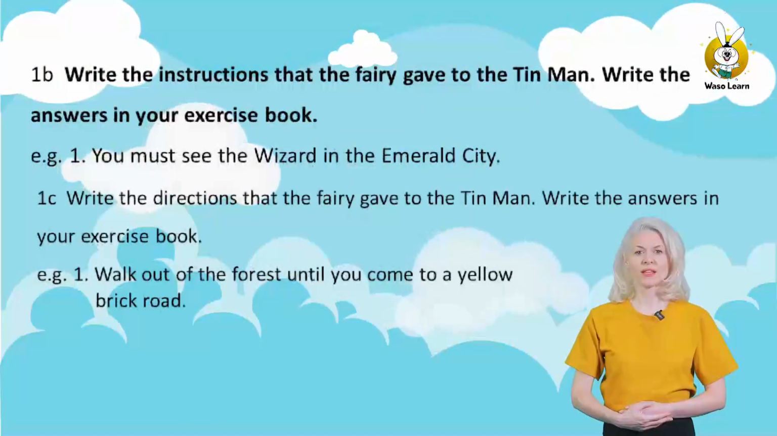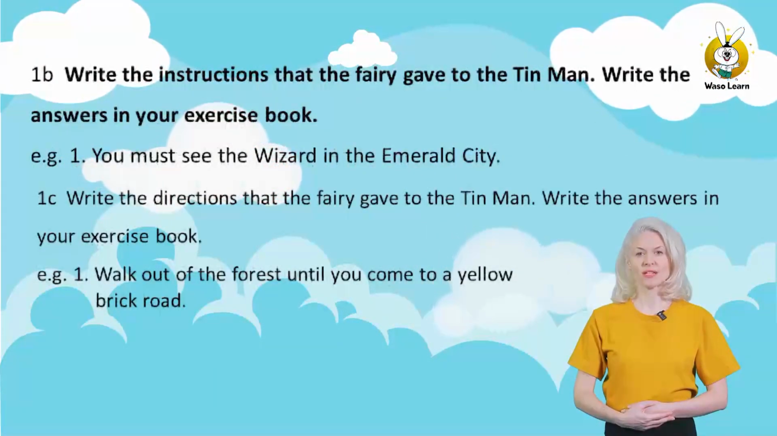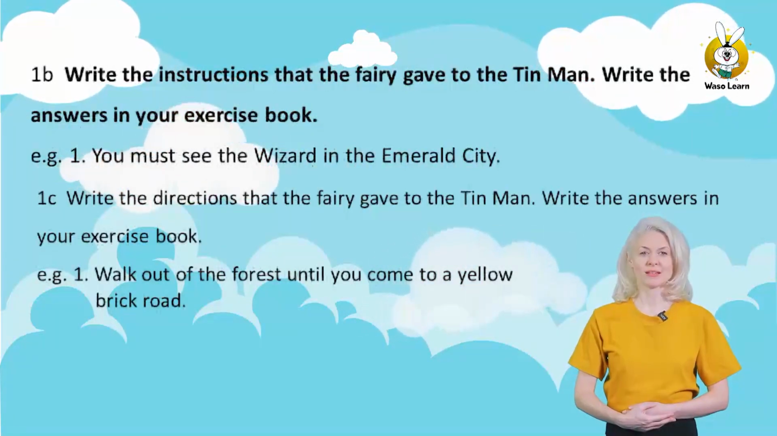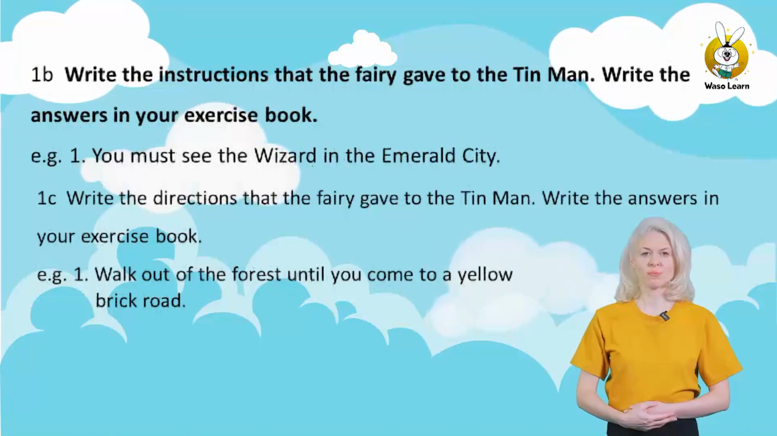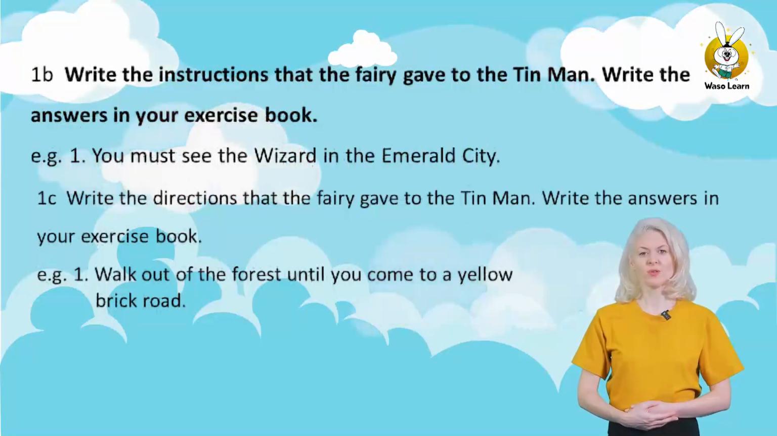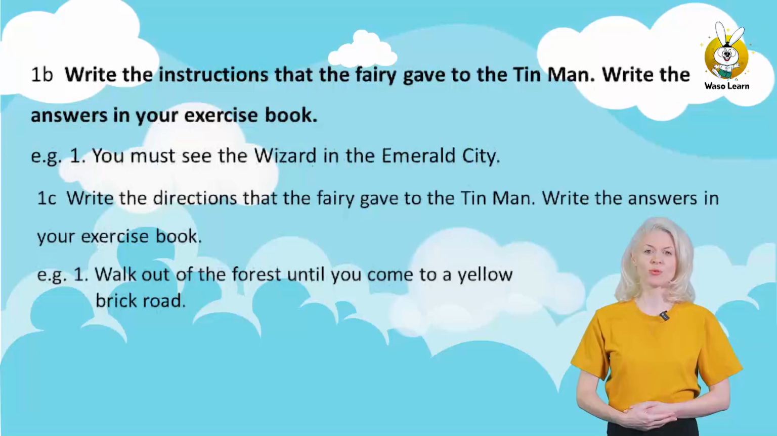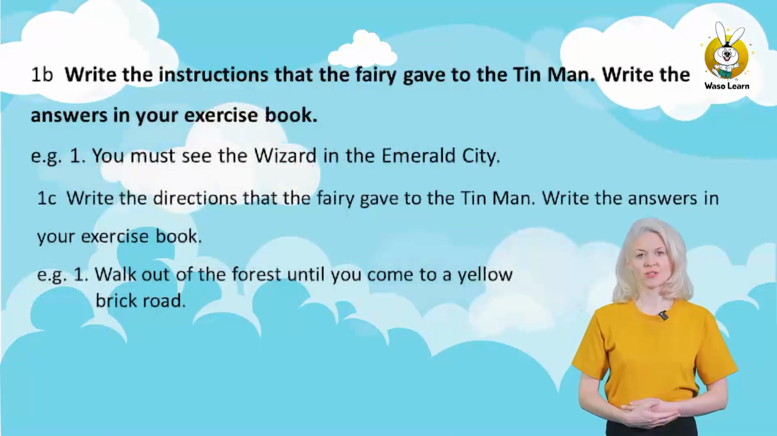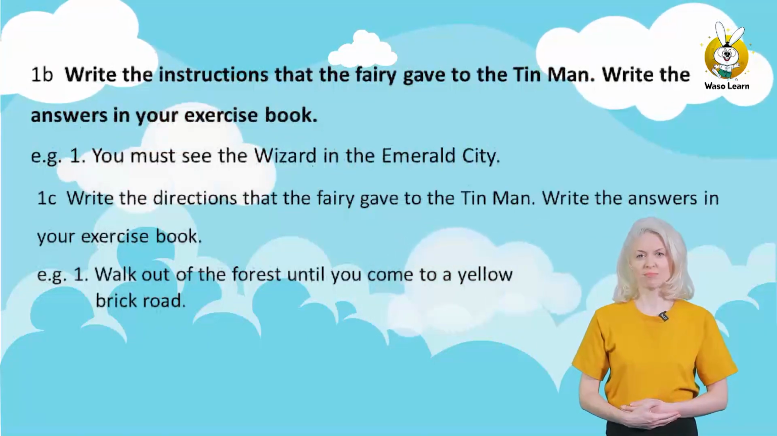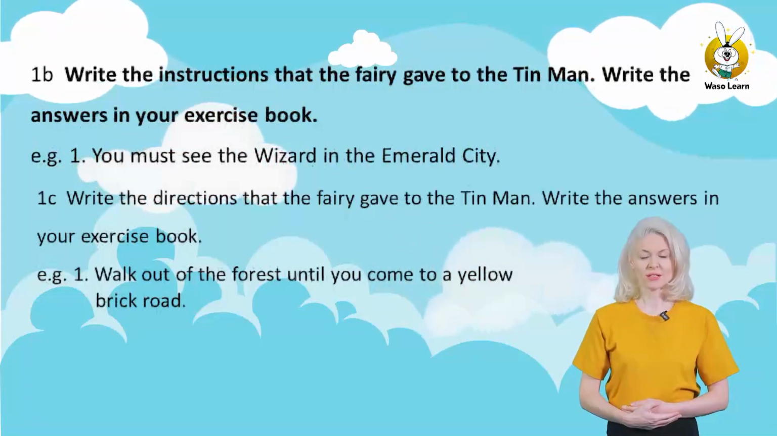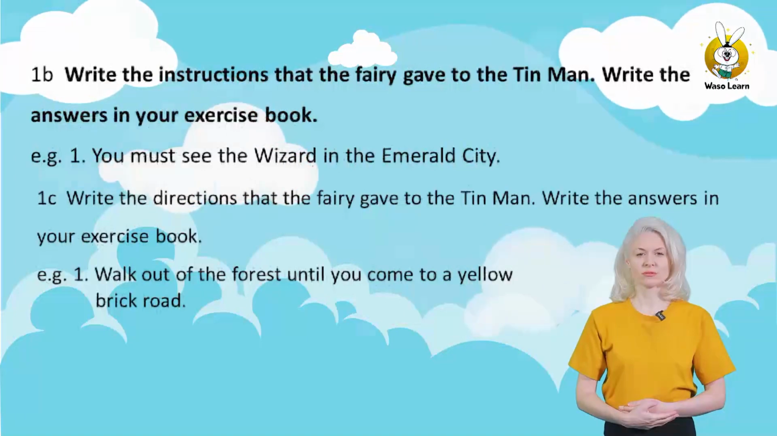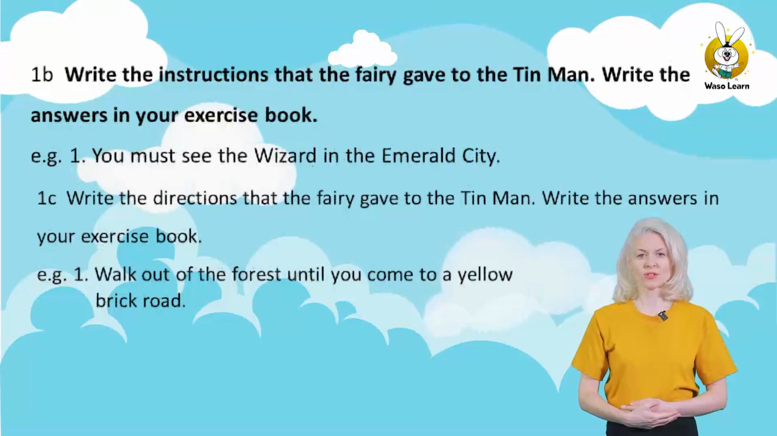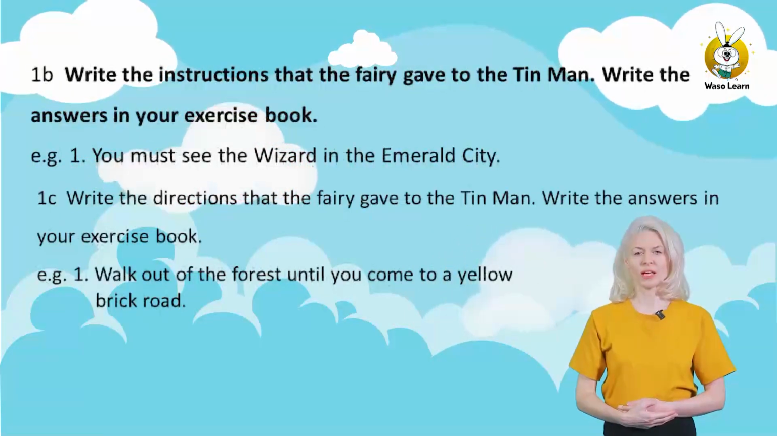1b. Write the instructions that the fairy gave to the Tin Man. Write the answers in your exercise book. For example, 1. You must see the wizard in the Emerald City. 1c. Write the directions that the fairy gave to the Tin Man. Write the answers in your exercise book. For example, 1. Walk out of the forest until you come to a yellow brick road.